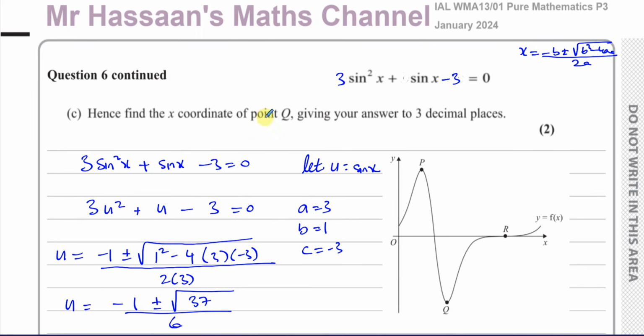I think that's the end of the question. So there we have question number 6 from the January 2024 Pure Mathematics P3 paper done.